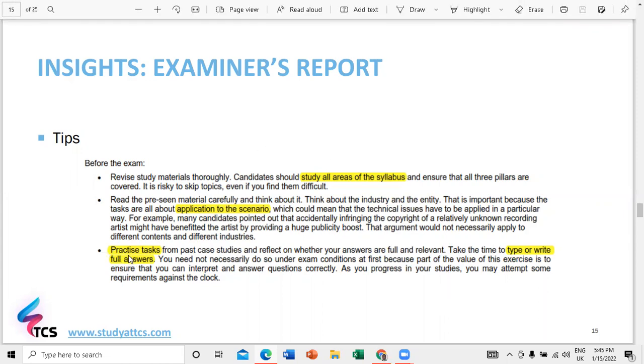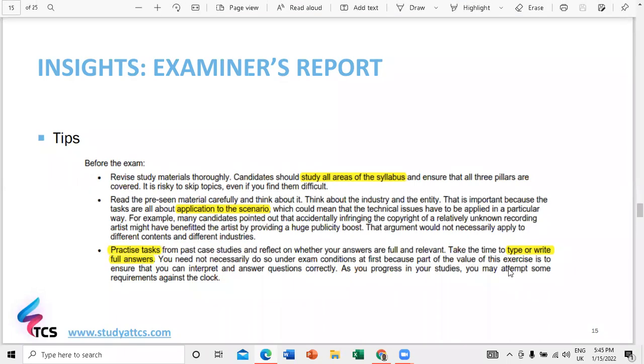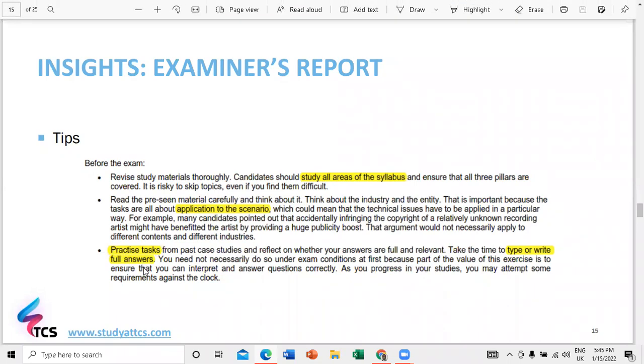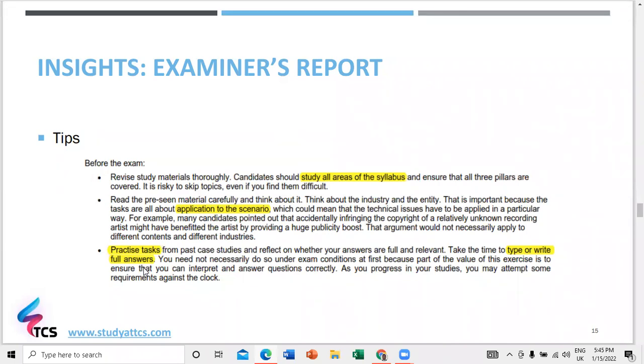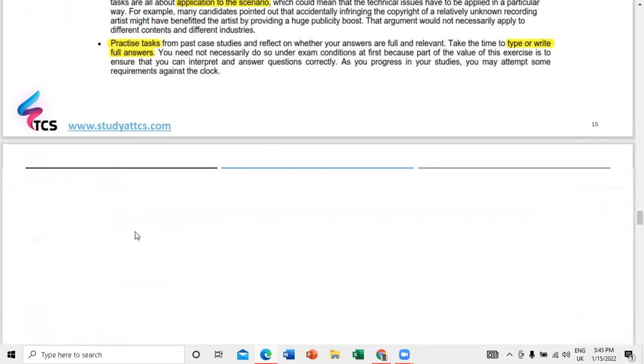And the examiner is asking you to practice tasks, do mock exams and type or write full answers. I suggested the same thing a while back. I said you need to time your mock exams and do it at a stretch, just like in the real exam, because that's exactly what the examiner wants you to do.